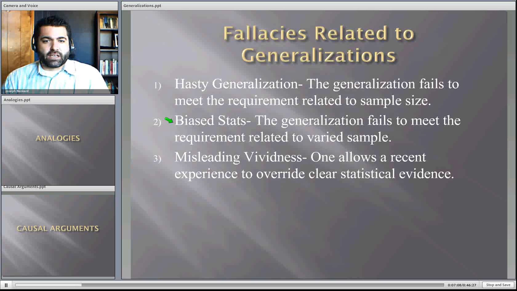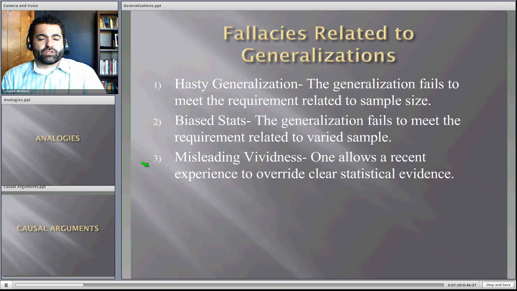There are several fallacies associated with generalizations. We've mentioned them already, but I want to get the language, right? Hasty generalization. This is when you make a generalization when your sample size is too small. I've met 2 police officers, they're both jerks, therefore all police officers are jerks. That is the fallacy of a hasty generalization.